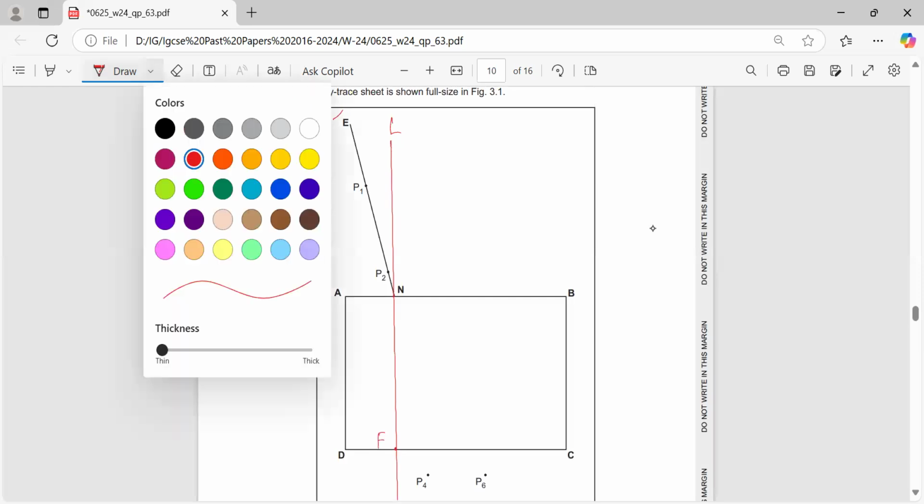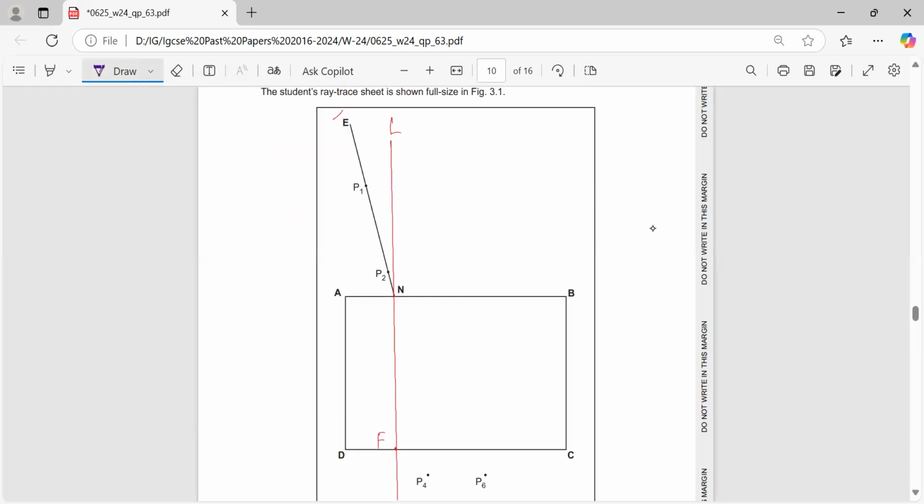You can use the protractor this way: put it such that the center of the protractor is placed at N, and you are placing the baseline of the protractor on LF. Like this, I have placed it this way.